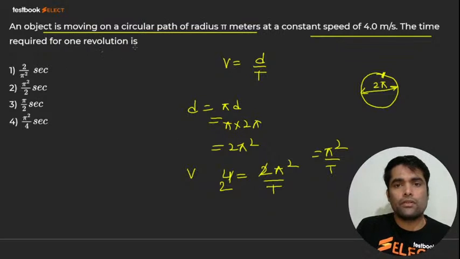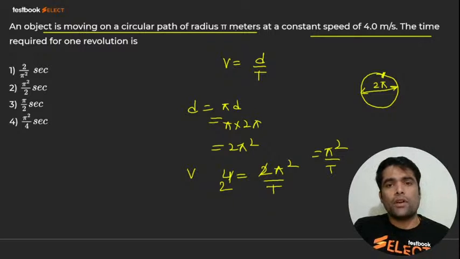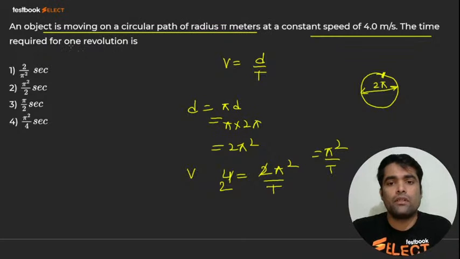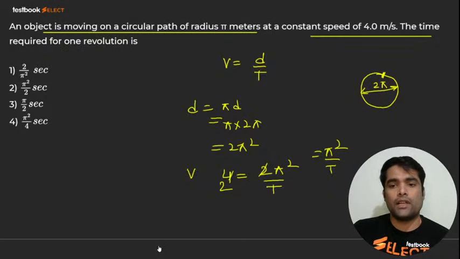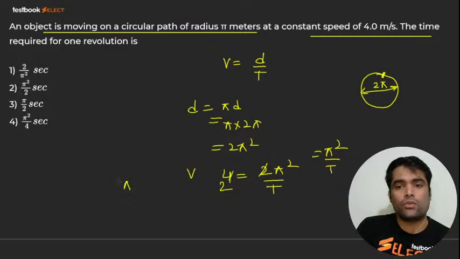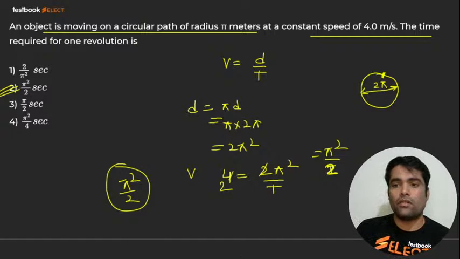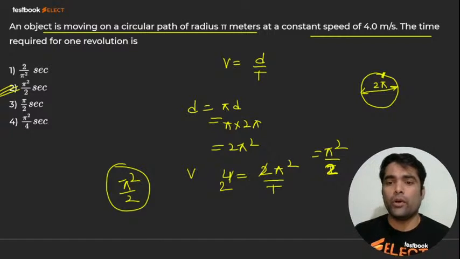The time required for one revolution. It's not given. An object is moving on a circular path of radius pi meter at a constant speed of 4 meter per second. The time required for one revolution, my dear. What should be the time then? Time kya hoga? Sorry, it should be pi square by 2, na? I have written pi by t, it should be 2. Very good, very good.